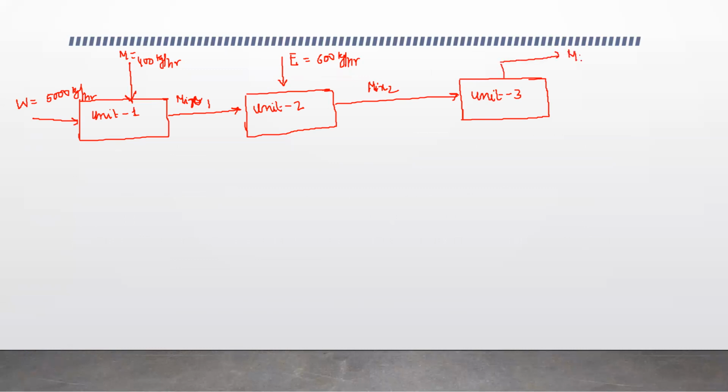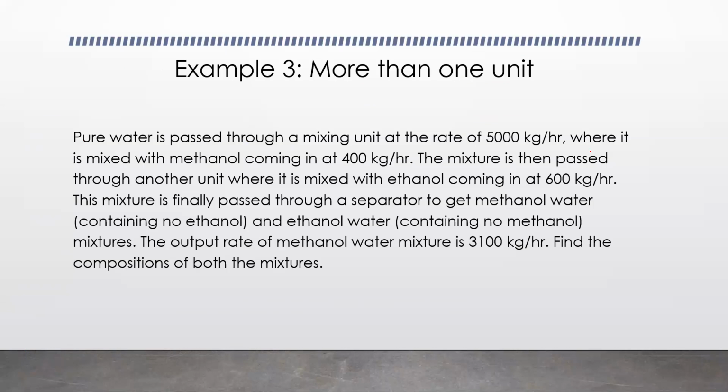So here we get methanol water, so I'll call it M1. And here we get ethanol water. I'll call it E1. All right. And then it is said that the output rate of methanol water mixture, that is M1, is 3100 kg per hour.